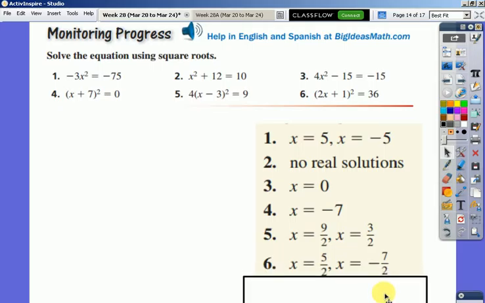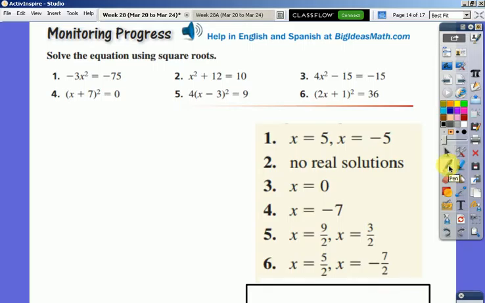Number 5 was tricky just because we have a fraction. Do you have any questions or see any of this? Yes. Number 1? Okay.